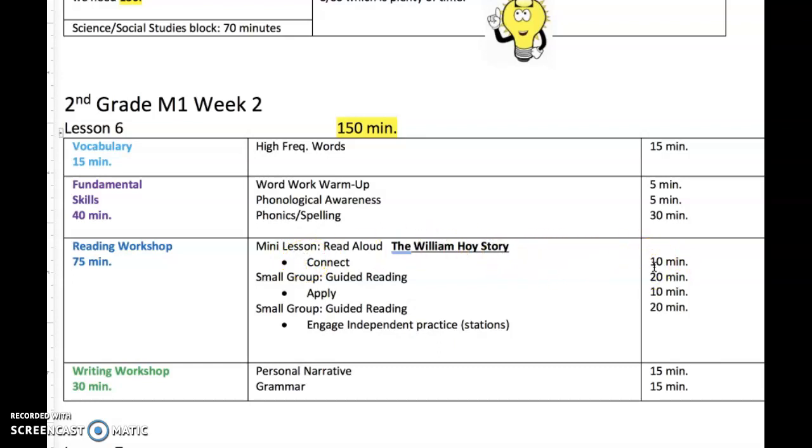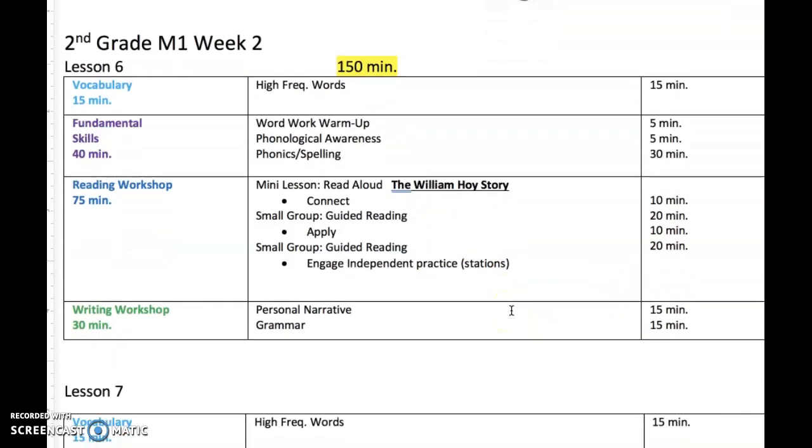10 minutes. You do your mini lesson, break up, and go to your small group, your guided reading, and all your stations for 20 minutes. Come back, whole group, and do the apply part of the mini lesson, 10 minutes on that. Go back to your small group, guided reading for 20 minutes. Then your writer's workshop is 30 minutes: 15 minutes for your personal narrative for second grade this week, and then everybody has that 15 minutes of grammar.